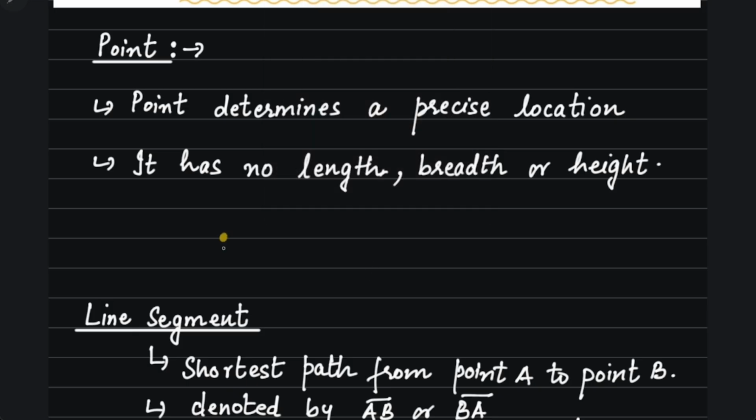So let us take 3 points. This is point A, this is point B, this is point C. So we read it as point A, point B, and point C.